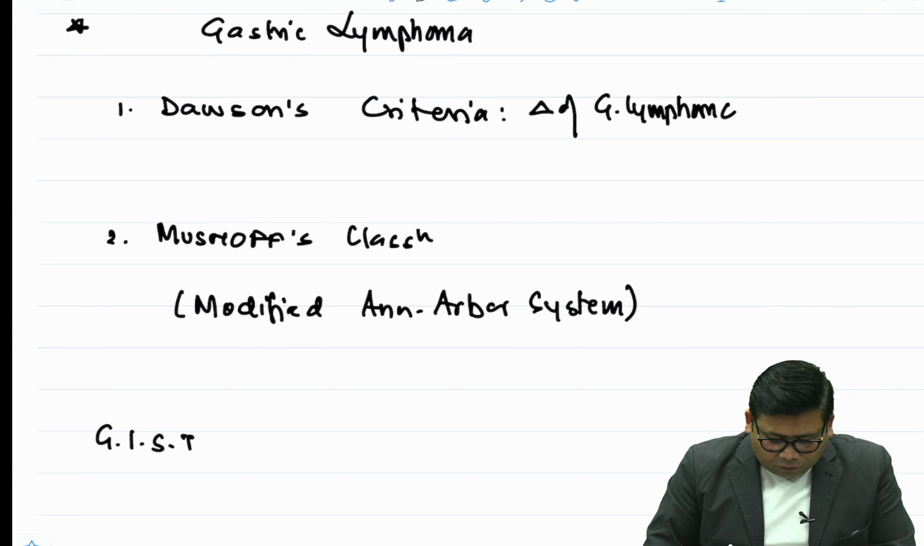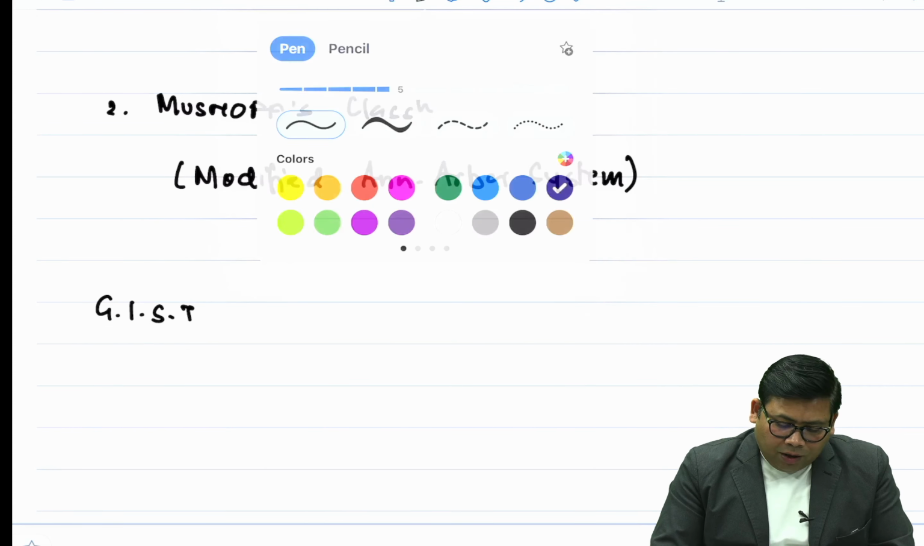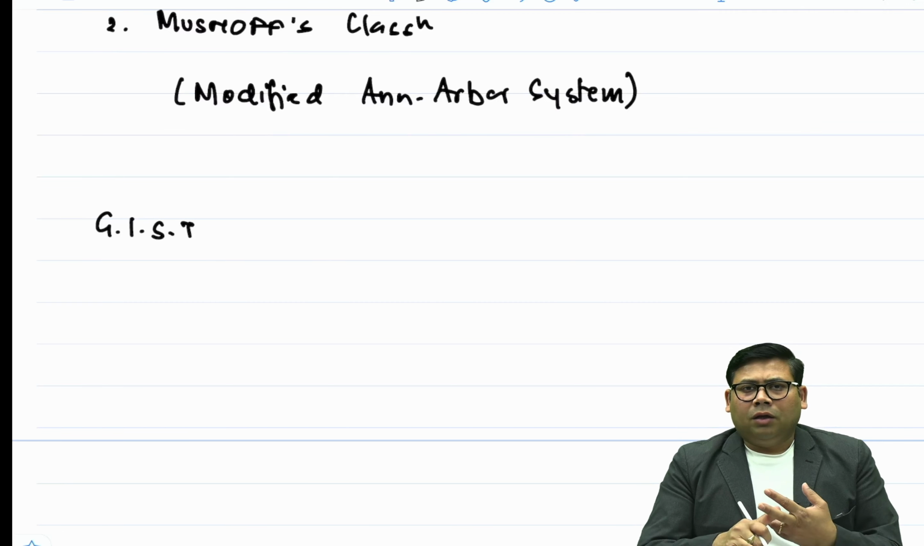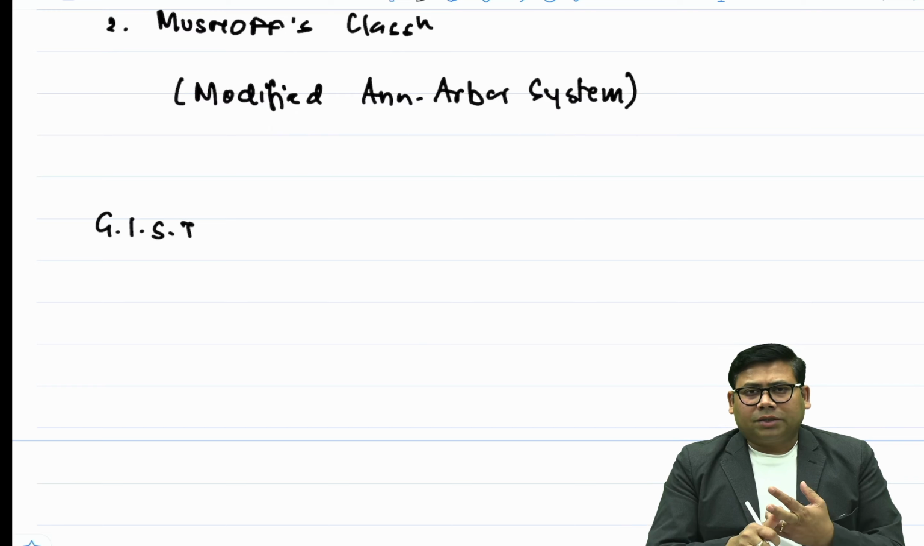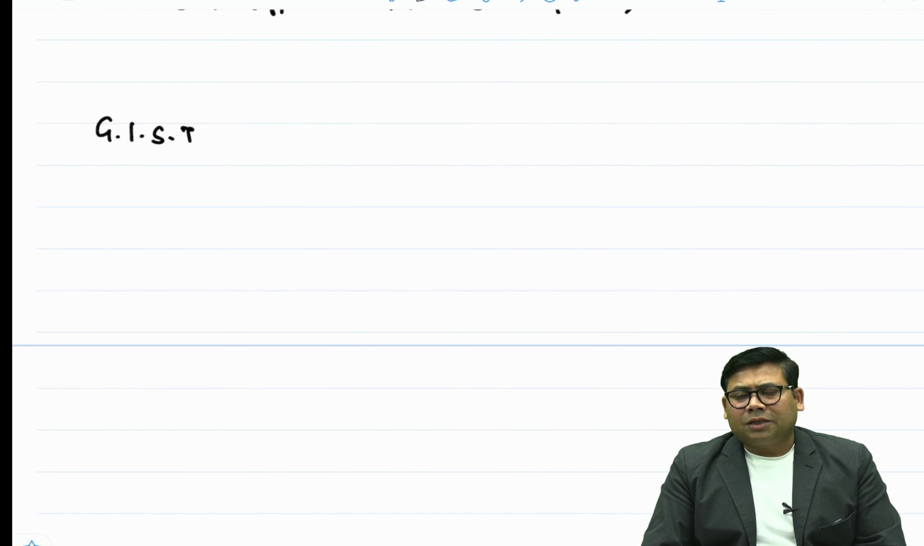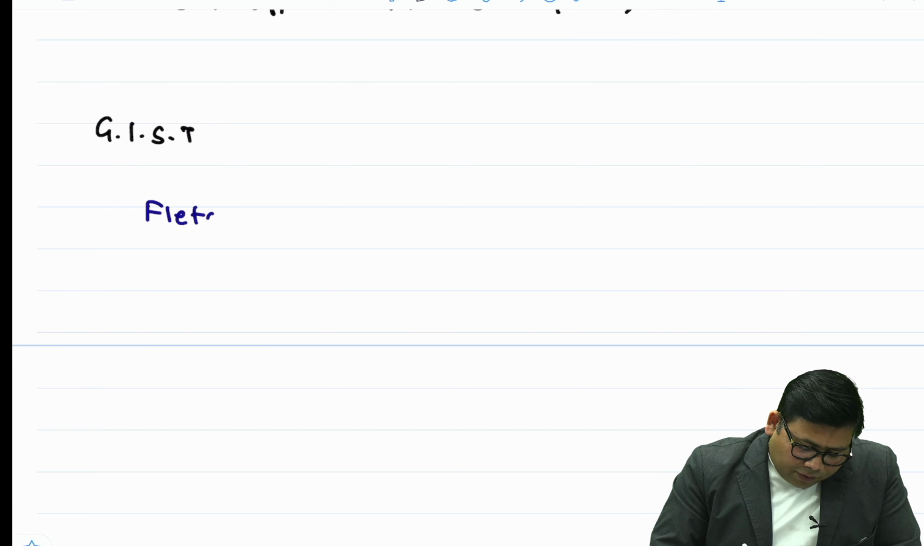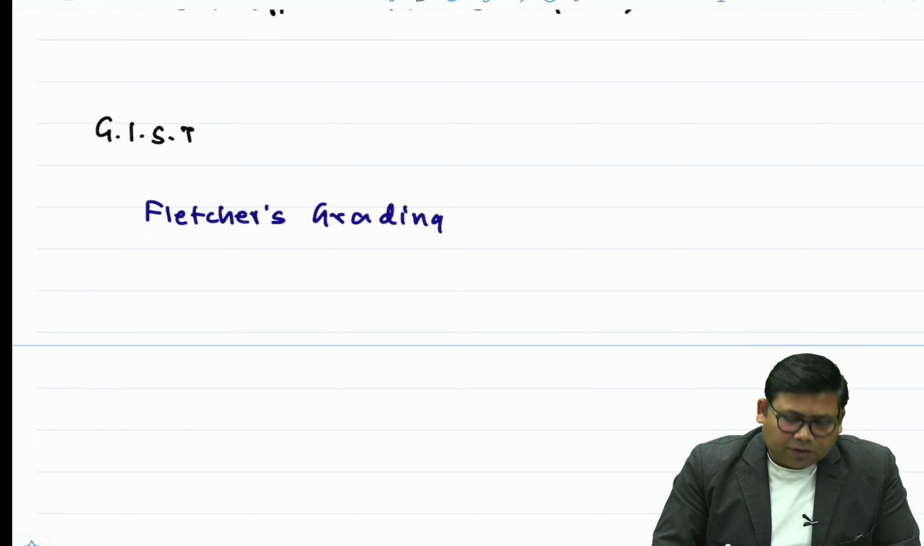Then let us go to the GIST. When we talk about GIST, what is that? Gastrointestinal stromal tumor. You know that there are 3 important features: tumor size, mitotic count and tumor site. For the GIST we have a classification known as Fletcher's classification, or Fletcher's grading.